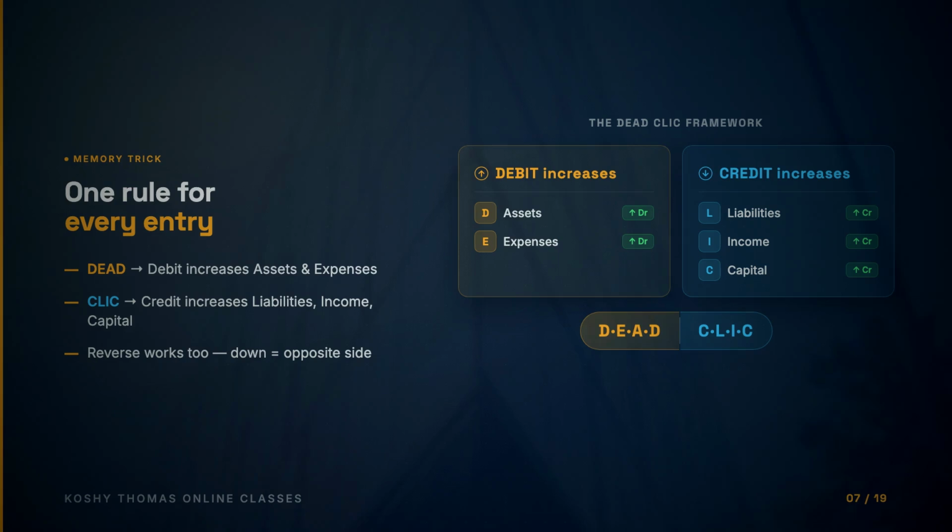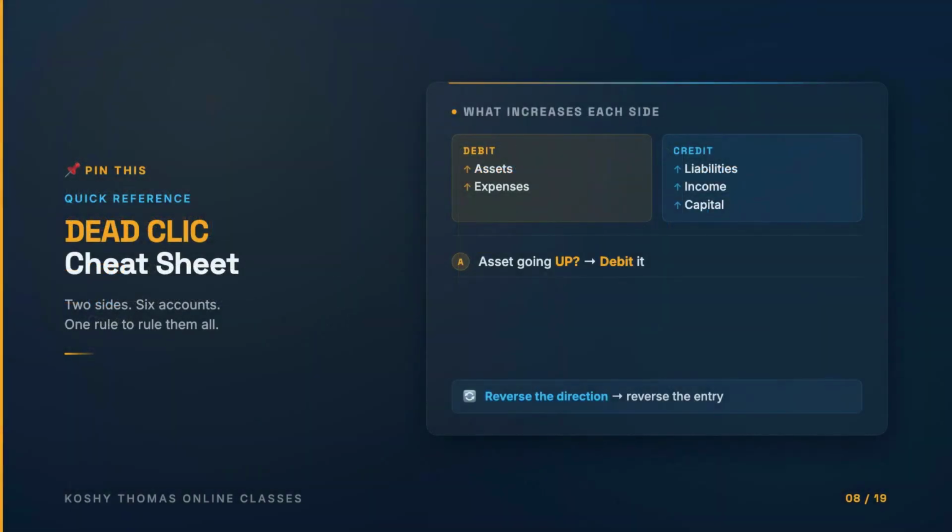Here's the trick: use the DEAD CLIC rule. Assets and expenses increase on the debit side. Liabilities, income, and capital increase on the credit side. Write that down. Say it out loud: DEAD CLIC. Assets, expenses go debit. Liabilities, income, capital go credit. That one rule replaces 100 confusing textbook pages.